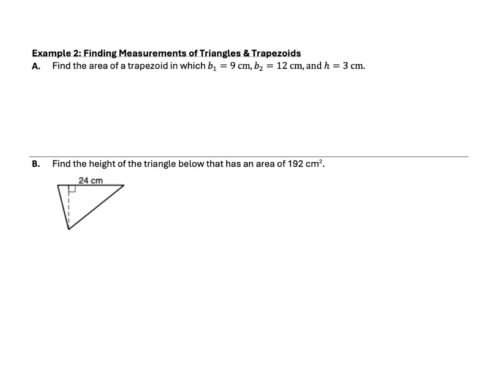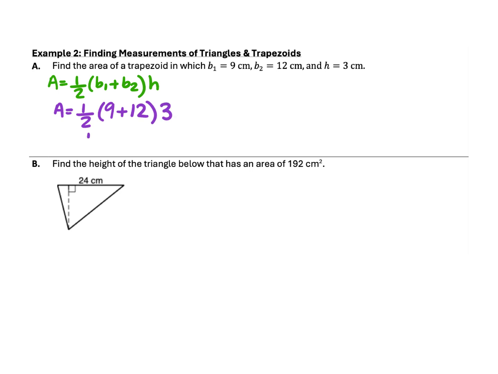For this first problem, we want to find the area of a trapezoid in which base 1 is equal to 9 centimeters, base 2 is 12 centimeters, and the height is 3. The first thing we can do is just write down our formula. Area equals 1/2 B1 plus B2 times height. And then let's substitute in the values. So 1/2 B1 is 9 plus B2 is 12. And then the height is 3.